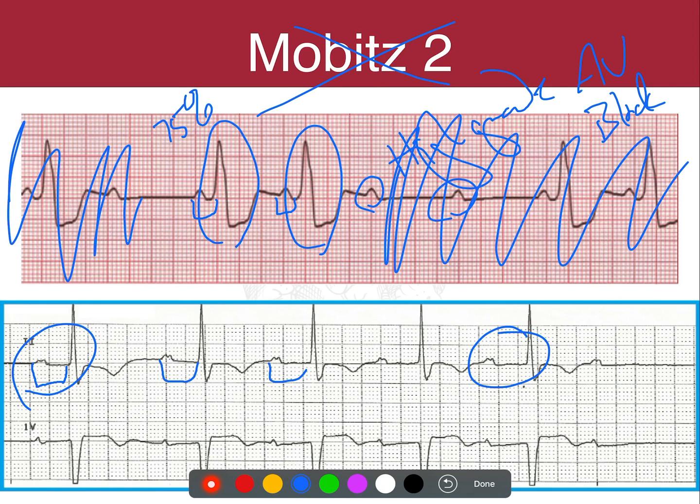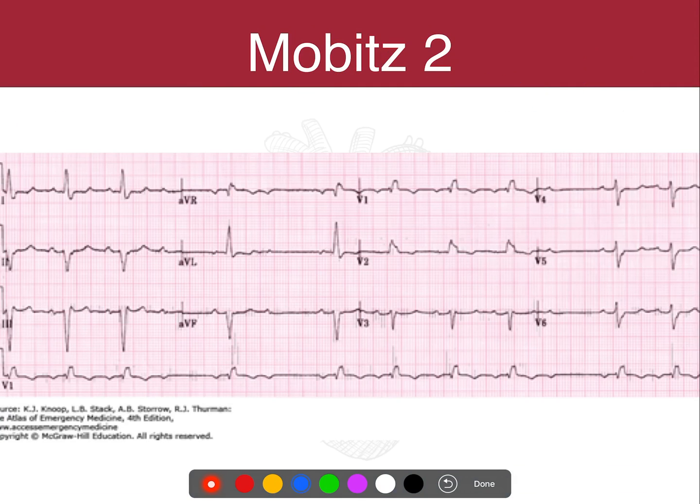This one's almost 9 small blocks, and this one is almost 12. And so this is actually a Mobitz 1. Okay, so a Mobitz 1. Make sure you're measuring those PR intervals very closely so that you don't get confused like I did.